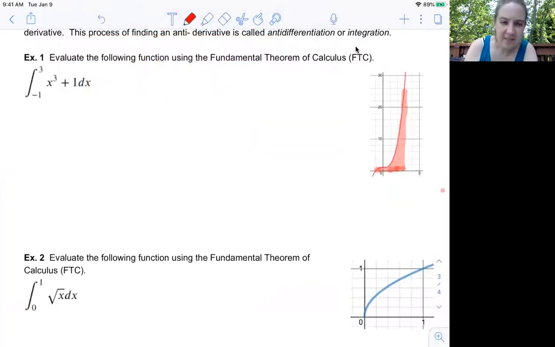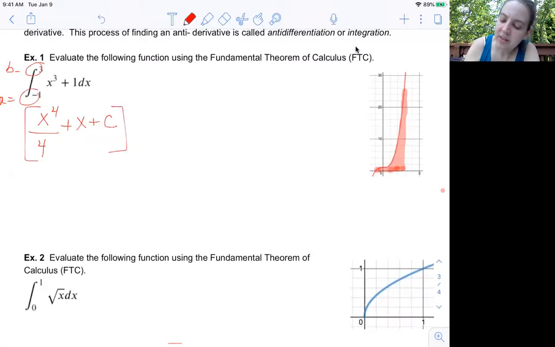So we have x cubed plus 1. From the last lesson on antiderivatives, the antiderivative of x cubed is going to be x to the 4th over 4. The antiderivative of 1 is x. We talked about plus c. So today I have these boundaries, this -1 and this 3. The lower one is the a, and the upper one is the b.